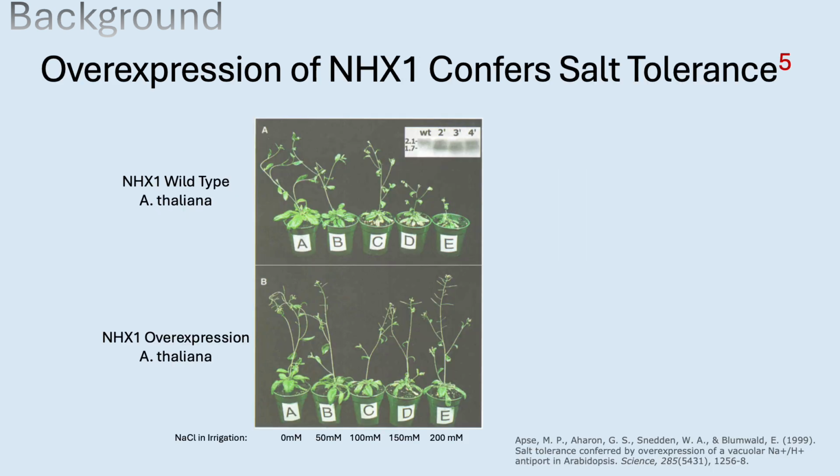Studies have been conducted to increase the transcription rate of this gene. In this particular study by Apse et al., overexpression of the NHX1 gene allowed Arabidopsis thaliana to grow in 200 millimolar sodium chloride, a concentration that heavily stunted the wild type.